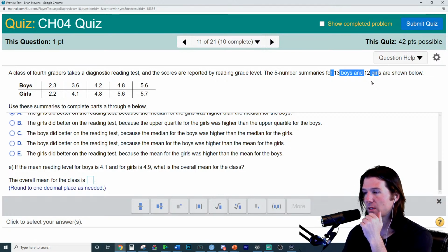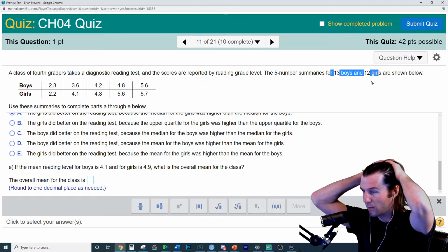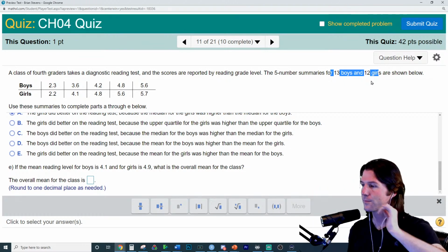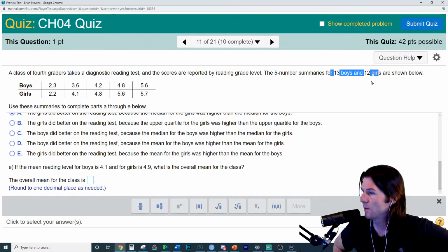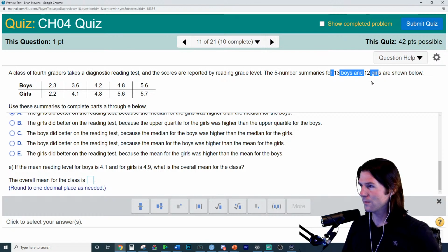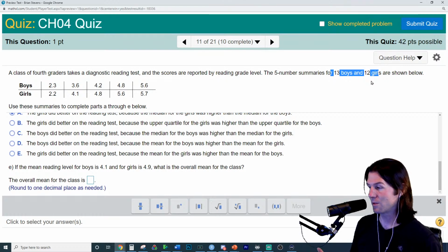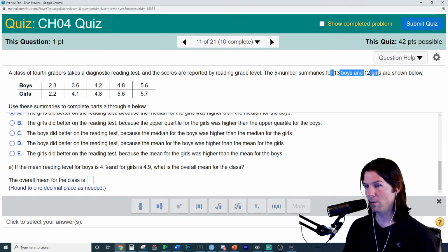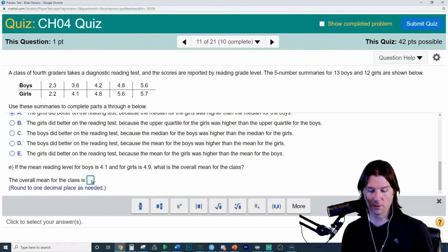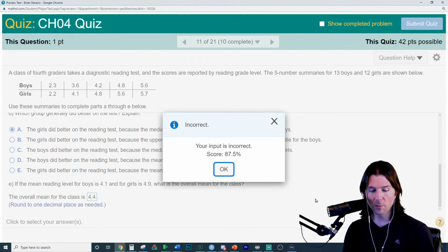Yeah, I know what the answer is going to be. Are there more boys or more girls? The answer's up there. In this class, are there more boys or more girls? You have to identify this. There's more boys. So the boys had a 4.1, the girls had a 4.9. That means the mean's going to be a little bit closer for the whole class to the boys' mean.